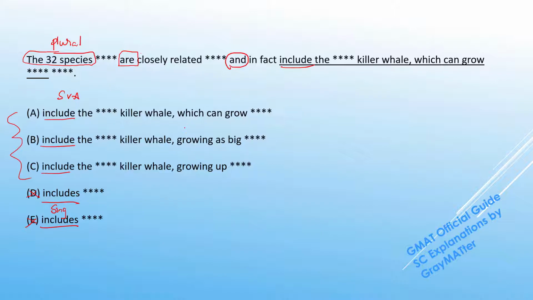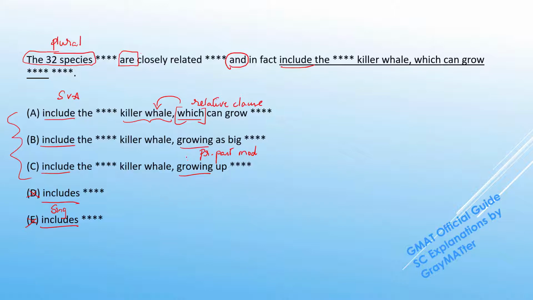Now the main difference that can be seen among A, B, and C is close to the commas here, a split between which and growing. These two are present participle modifier constructions, and this is a relative clause. This relative pronoun which is obviously referring back to the killer whale. So the entire relative clause is acting as a descriptor for the killer whale itself.